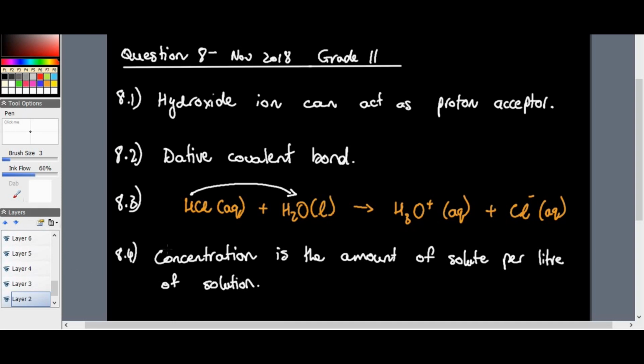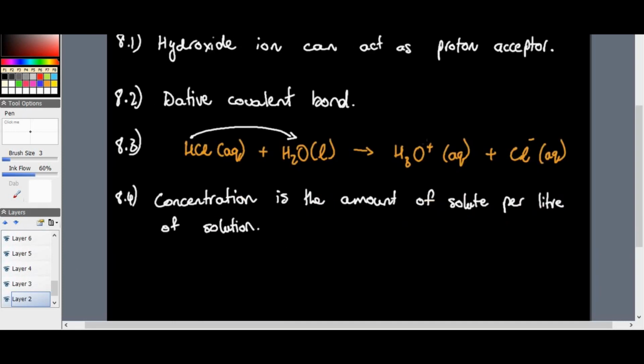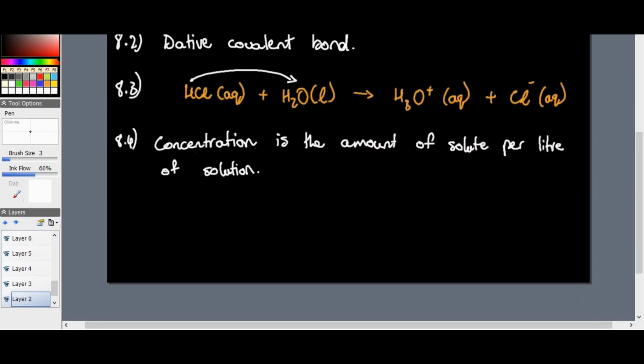Right, concentration is the amount of solute per liter of solution, or you can write it as the number of moles of a substance per decimeter cubed of solution. But that looks like an easier mouthful: concentration is the amount of solute per liter of solution. Let me see, do I have enough space for 8.5? I think I do, if I write it a little closer, maybe in another color.